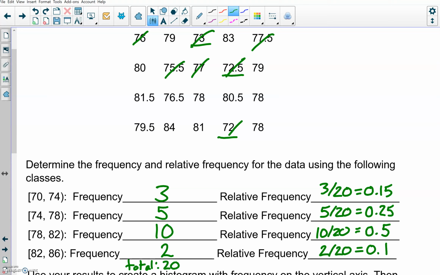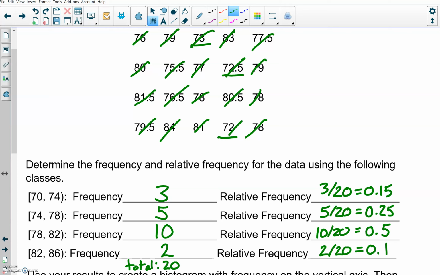78 equal to that, up to 82. There should be 10 of those. So the 79, the 80, the 79, the 81.5, the 80.5, the 78s, they all go there, the 81, 79.5, and let's see, I'm sorry, the 76.5 should have got crossed off in that first one there. I was getting carried away. And then for the next one, I just have 2 left that are in between 82 and 86.